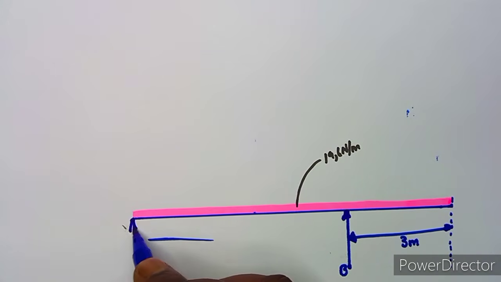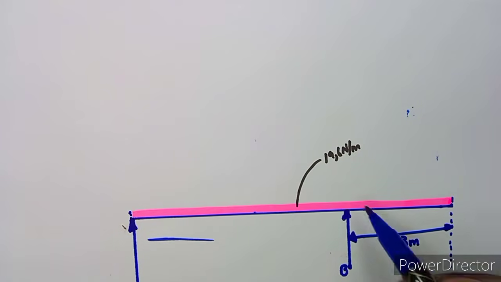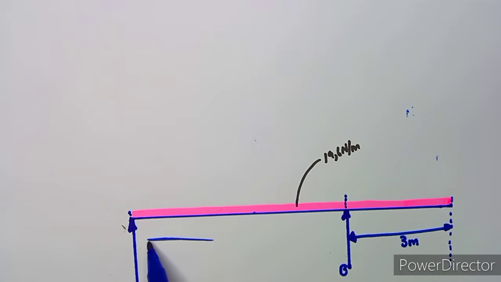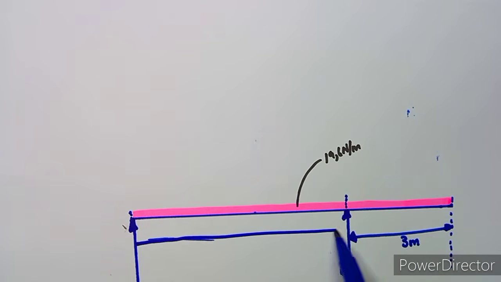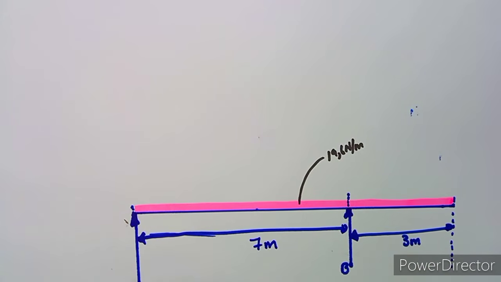So this one is a support. Okay, so that's what you're going to have at the end there. So that is what you're going to have, guys. And we said we've got 7 meters in between A and B. So as you can see, 7 plus 3, you already have 10 meters. So this is your support A here.